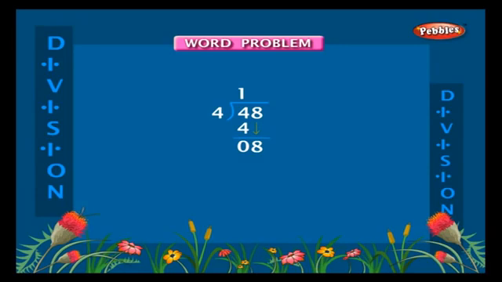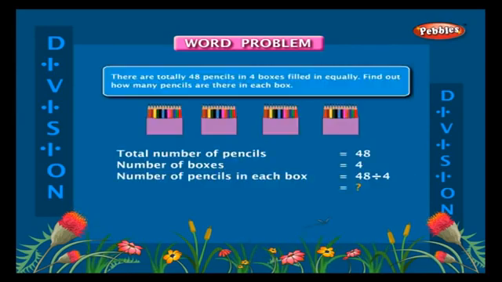Recite the 4 tables. 4 into 2 is equal to 8. 4 goes in 8 2 times. So, write 2 in the quotient to the right of 1 and write 8 below 8 and subtract. 8 minus 8 is equal to 0. The remainder is 0 and the quotient is 12. Thus, 48 divided by 4 is 12. So, there are 12 pencils in each box.